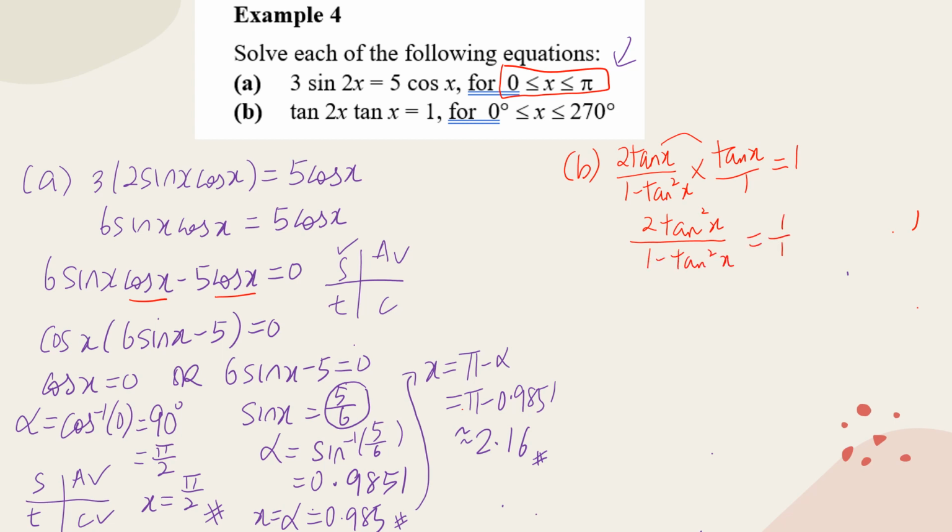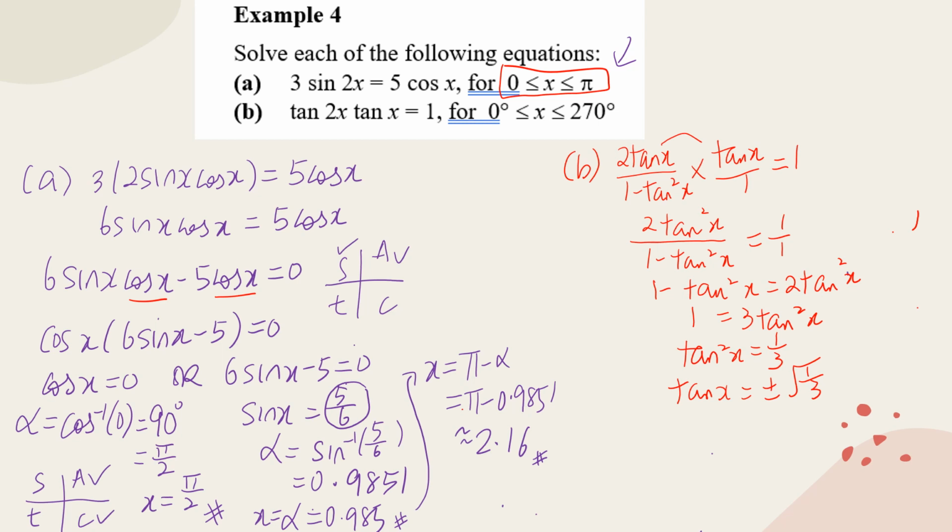Then we do a cross multiply. That will give us 1 equals 3 tangent square x. So tangent square x will be 1 over 3. So tangent x will be positive or negative square root of 1 over 3.